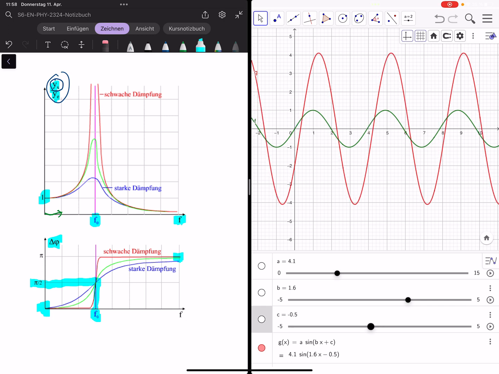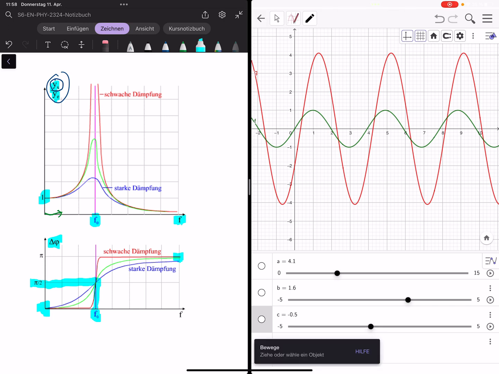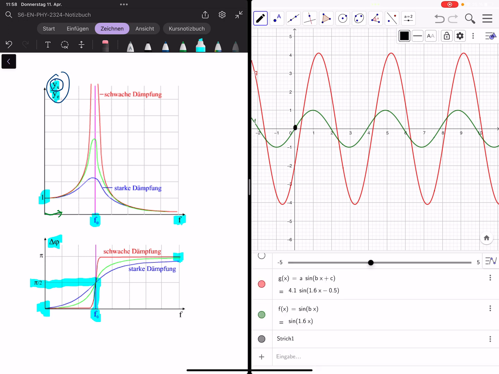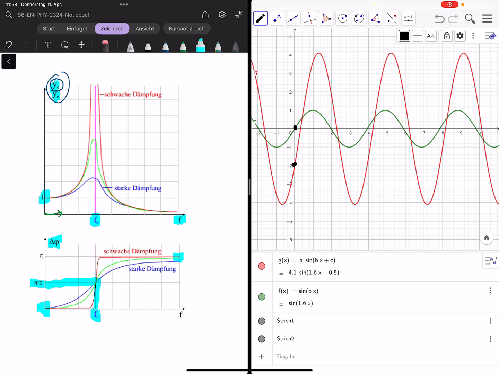So here, for example, the green graph, that's us, the exciter, with our hand or our legs, and we are at this point before the resonator is at the same position. Okay? We move in the same direction, that's very important.